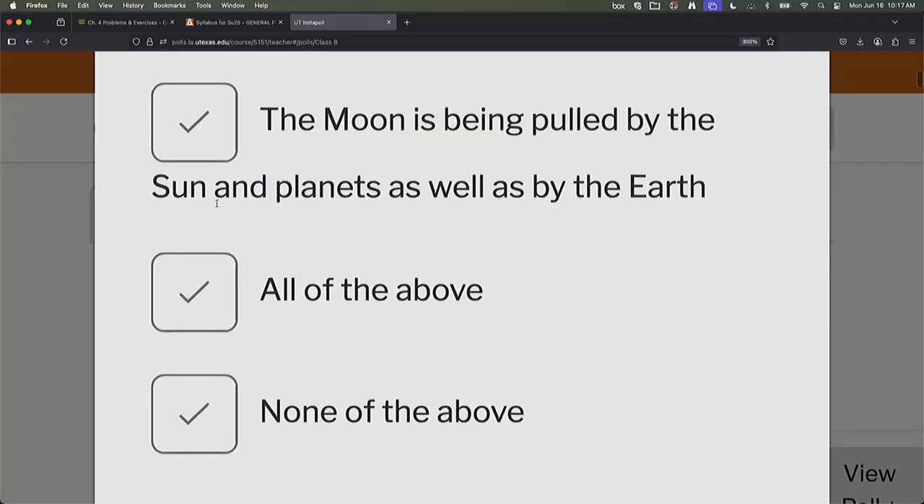The moon is being pulled by the sun and the planets as well as the Earth. That is true, right? Anything with mass attracts anything else with mass. So the moon has mass, the sun has mass, so the moon and the sun will pull on each other, right? Also the planets. So if you're really trying to make a simulation and model the solar system, you really have to account for all of these things. But it still doesn't explain why the moon goes around the Earth, right? Okay, so there's a force. So what's the answer? If it's none of these things, what's the answer?